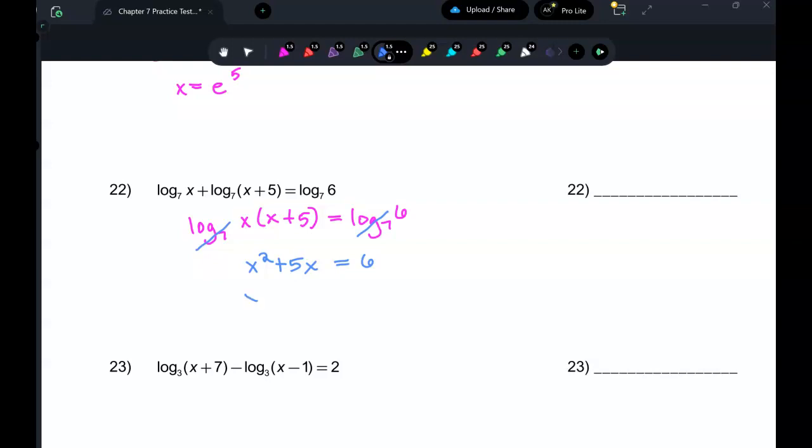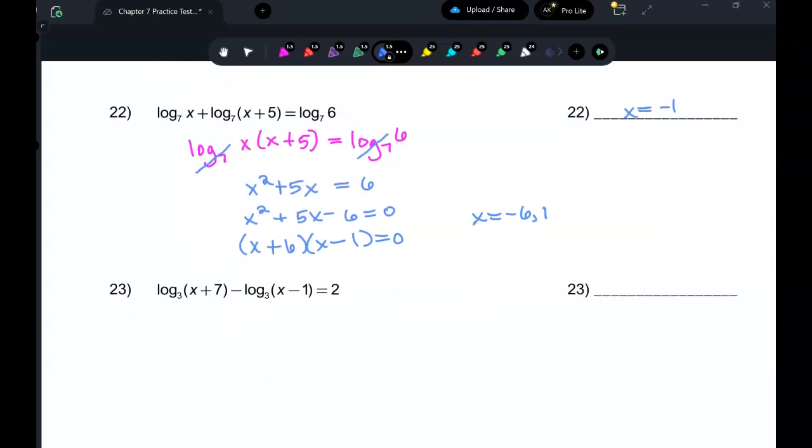Okay, so now we're going to see, can it factor? x squared plus 5x minus 6 is 0. Good. 6 and 1. So plus 6 and a minus 1. Just x equals 1 because we can't have a logarithm of a negative number. Okay. Now what does the subtraction sign do? So x plus 7.